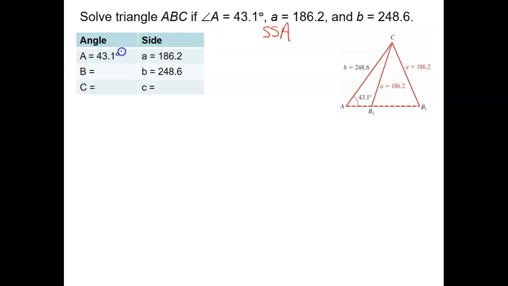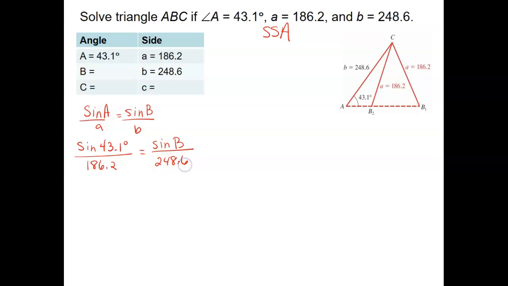I know that I could use the law of sines because I have all the information for this letter A. So I'm going to use sine of A over a equals sine of B over b, since I have part of the information for letter B. So I have all my information for A, part of my information for B. So I'm going to do the sine of 43.1 degrees over 186.2, and that's going to equal the sine of angle B, which we don't know, divided by 248.6, which is side b.